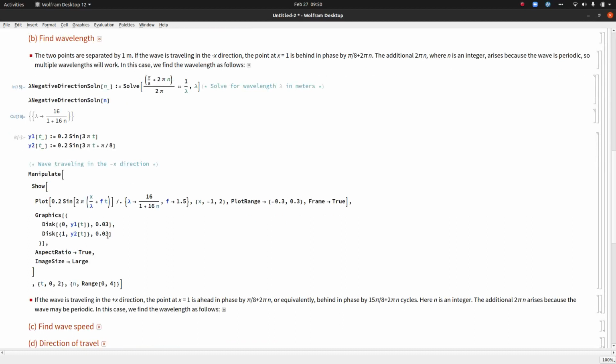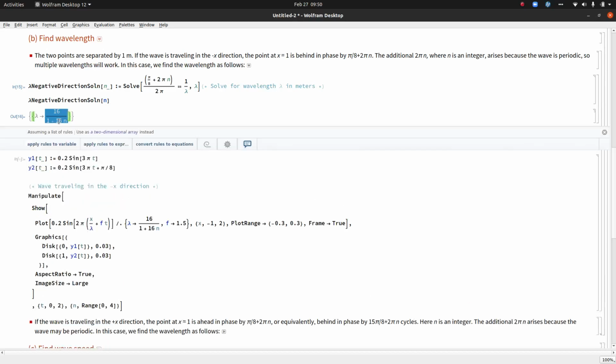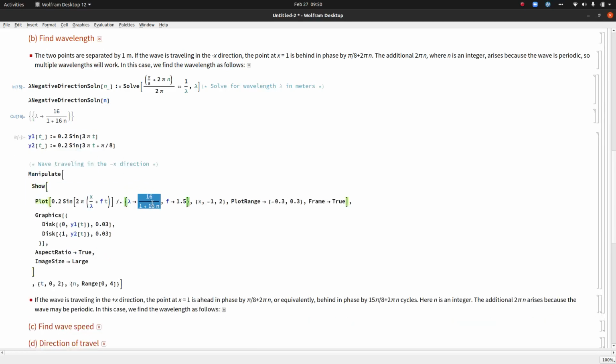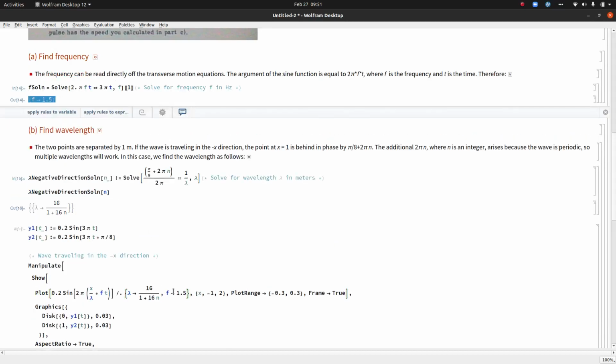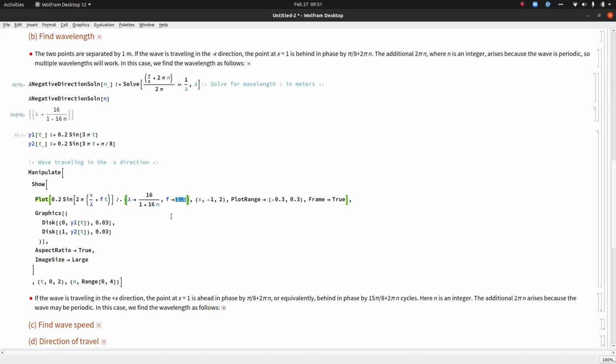And I've taken the liberty of typing this out, but all I am going to do is create a wave function. So here 0.2 is the amplitude, sine 2 pi x over lambda plus frequency times time. I will plug in the values that we found here. So lambda is 16 plus 1 over 16n. The frequency we found was 1.5.